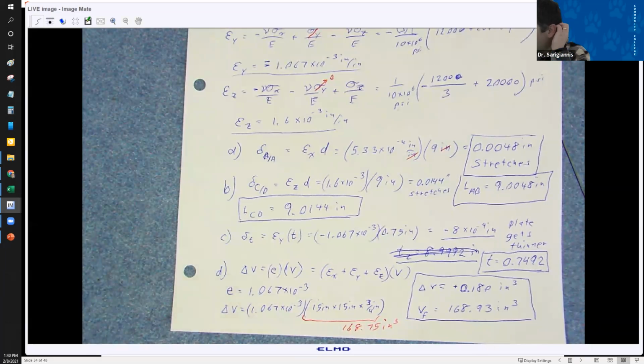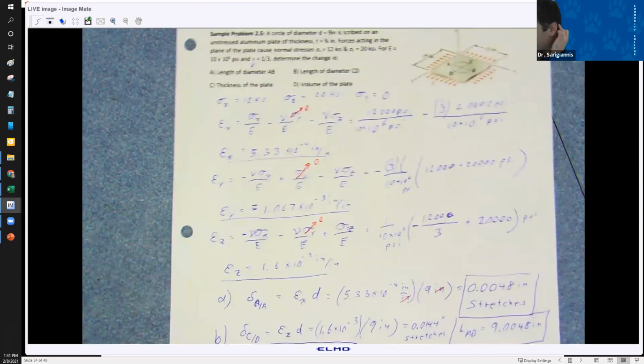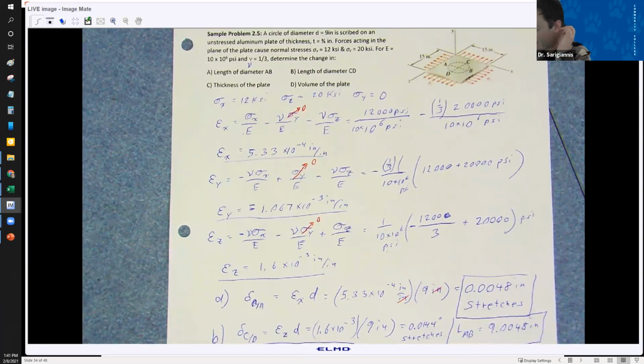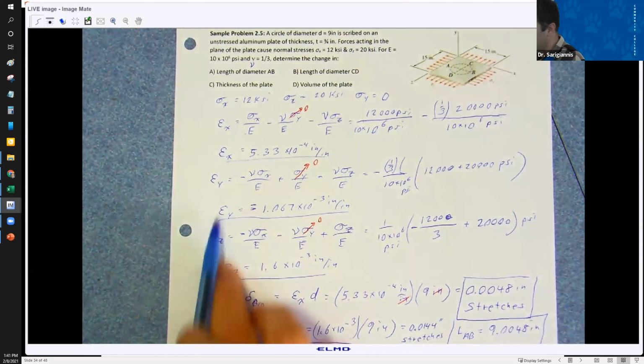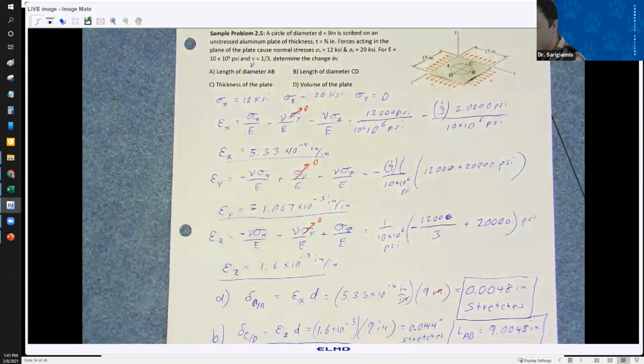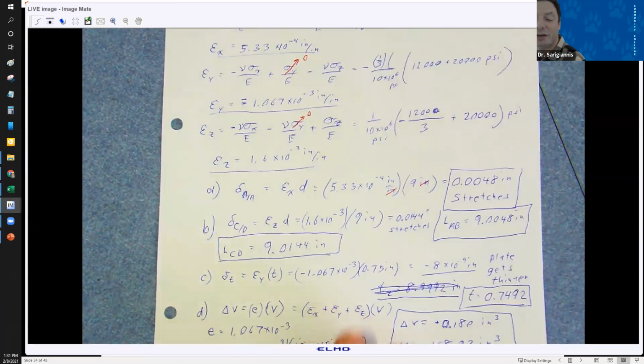Anyway, so that's the way you do a problem like this. I think the key here is figuring out the strains, using the strain equations and watching your signs, right? Just being alert of what's going on, what's the stress, what's the strain, and then figuring out the deltas that way. All right, so that's Poisson's ratio. Let's go back to the slides here.